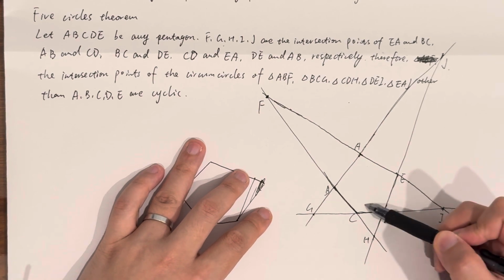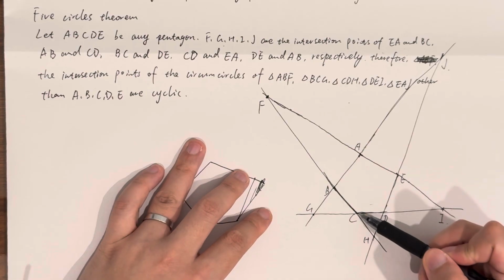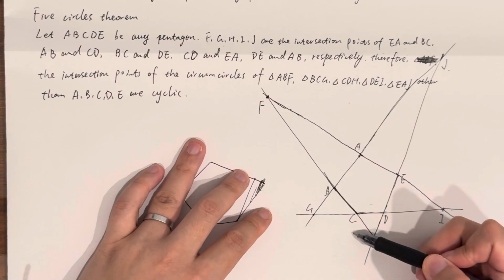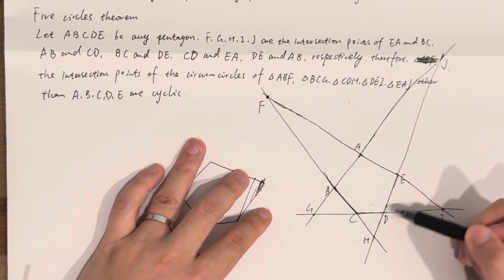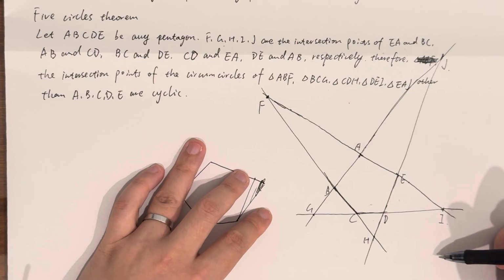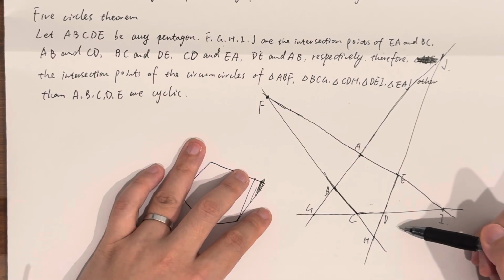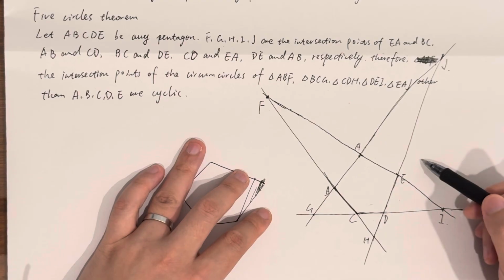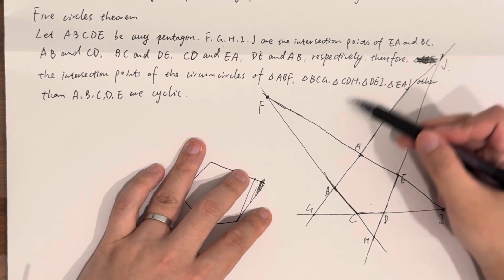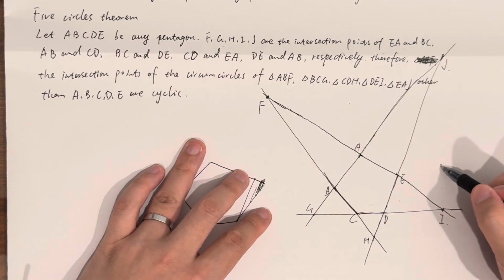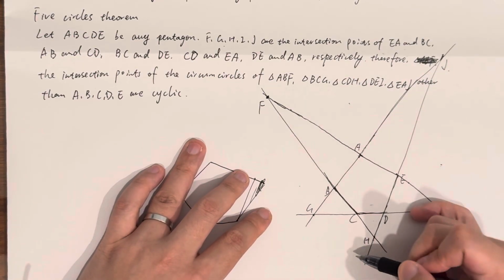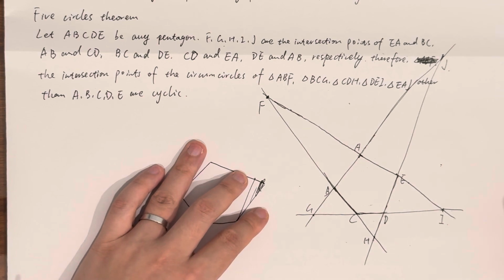The circumcircle of this one and the circumcircle of this one have two intersection points. One is point C, and there is another one here. Similarly, the circumcircles of these two triangles have two intersection points. One point is D, and there is another one here. Similarly, we have two circles here, the intersection point E and another point. And we want to prove these 5 points are cyclic.